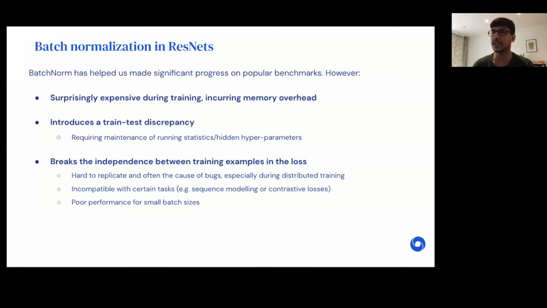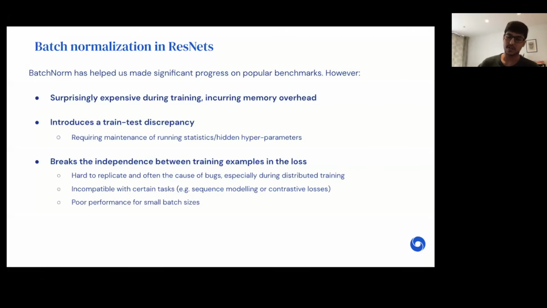First of all, it can be hard to replicate, and this often causes a lot of bugs which are quite hard to debug, especially when doing distributed training, when the data is distributed over different machines. And because the training examples are now not independent of each other in the loss, this makes it incompatible with certain tasks, like for example sequence modeling or contrastive learning, where batch norm can allow the network to cheat in some ways.